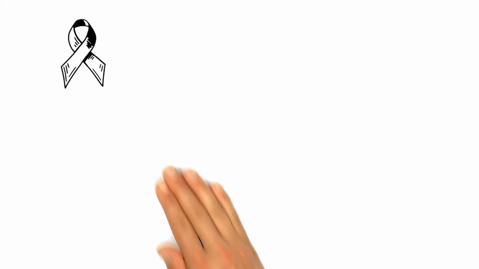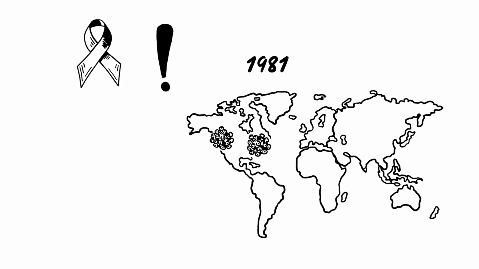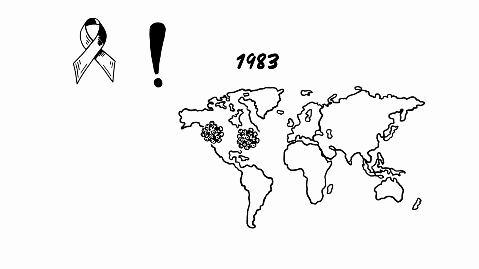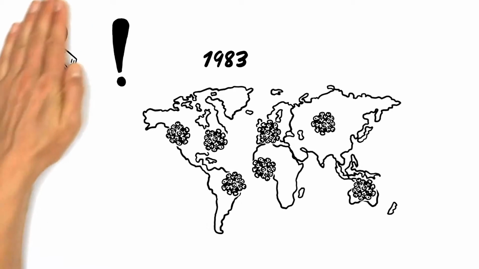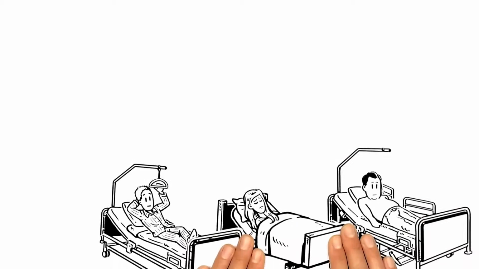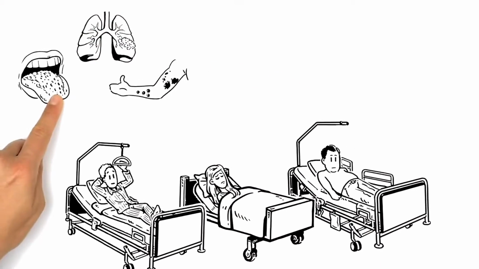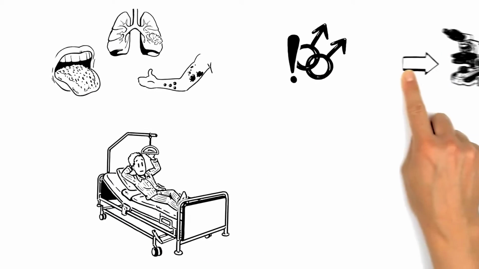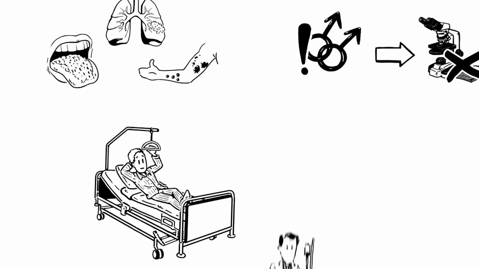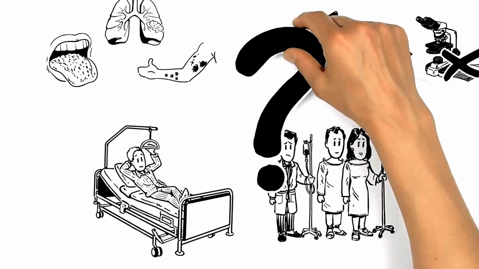AIDS remained undiscovered until a sudden outbreak among gay men in New York and San Francisco in 1981. Very quickly, people began developing the same unusual symptoms around the world. The patients suffered from rare forms of skin cancer, pneumonia, or thrush, and few survived. Prejudice against homosexuality made research funding hard to get, and more people were getting sick. What could be done?